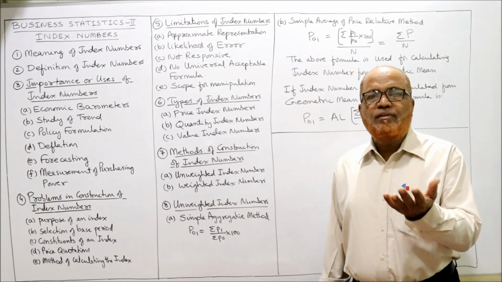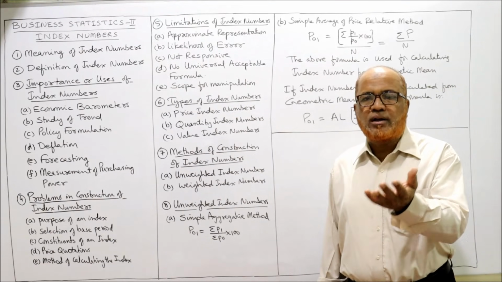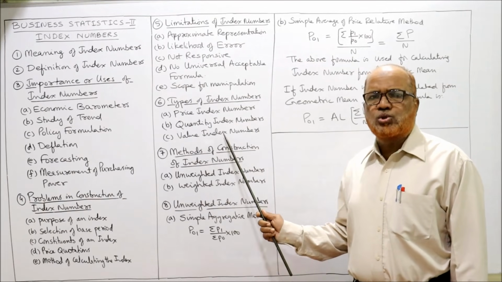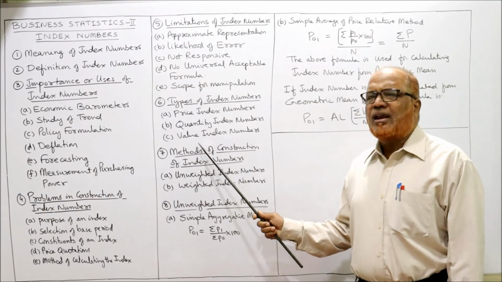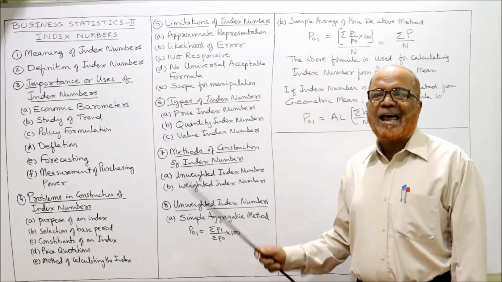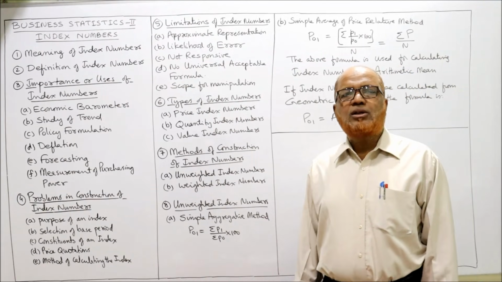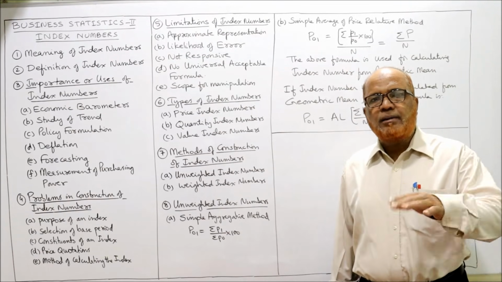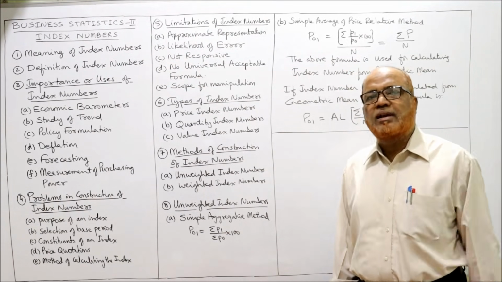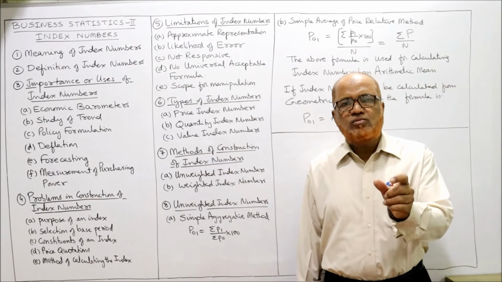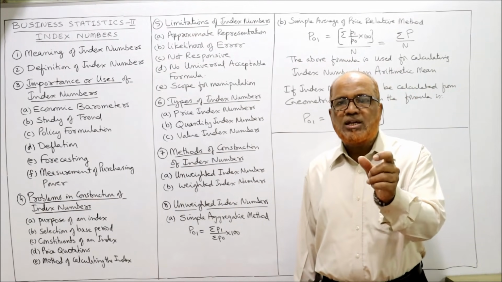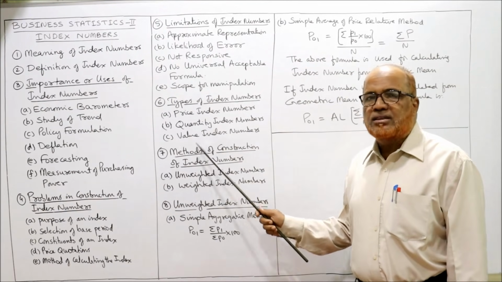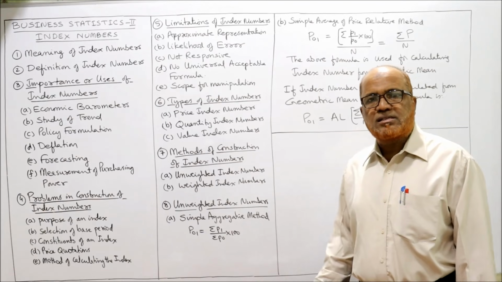In quantity, we want to find out what is the change in quantity from one point of time to another point of time. This will be less commonly used. Now, very rarely used index number is value index number. Value is the product of quantity and price. When we multiply quantity into price, we'll get the value. So value index will show the change in the value from one period to another period of time. So these are the three types of index numbers.